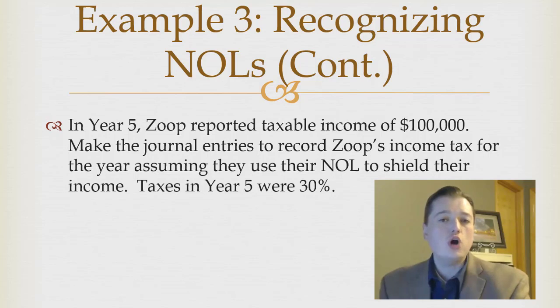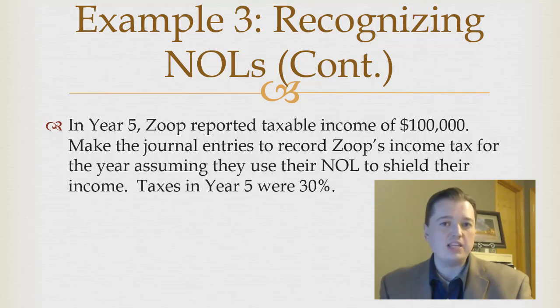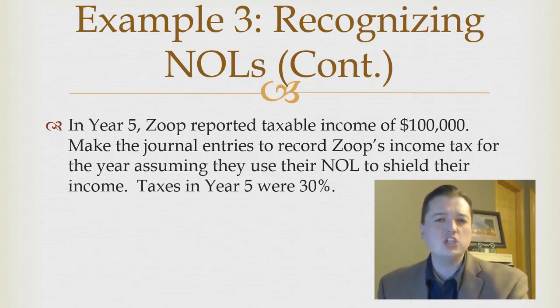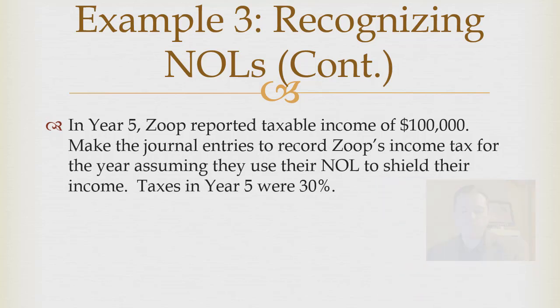Now, the key to using a carry forward is to use the NOL to cover the taxable income. You don't try to use the deferred tax asset that's already adjusted for taxes based on year 4's percentage to cover this year's taxes based on this year's percentage. You don't do it that way. You use the NOL to cover the profit.